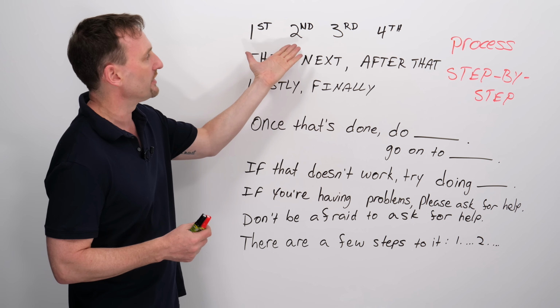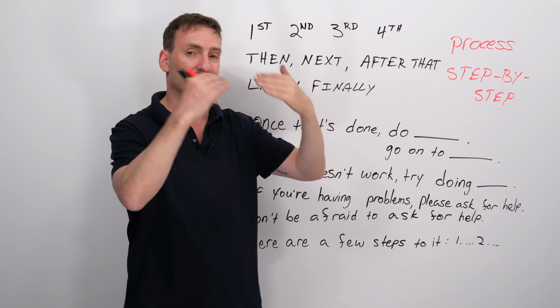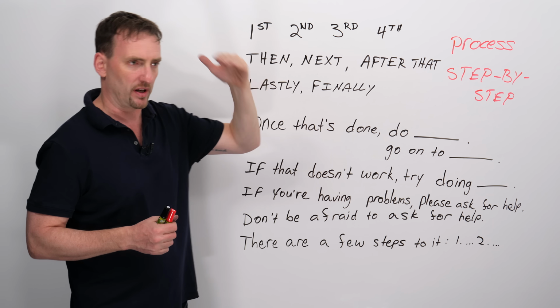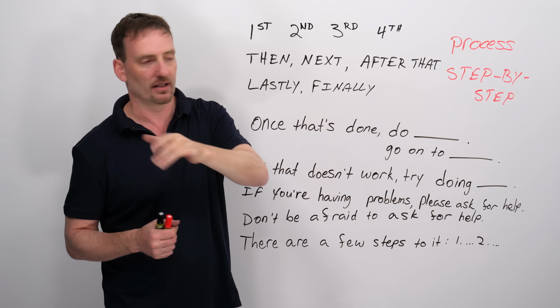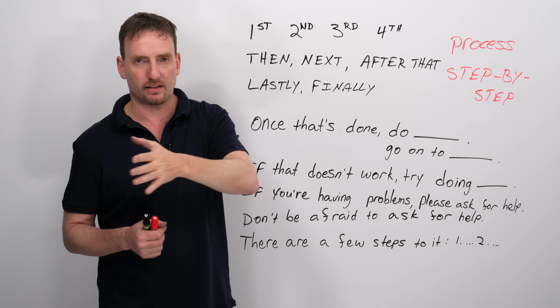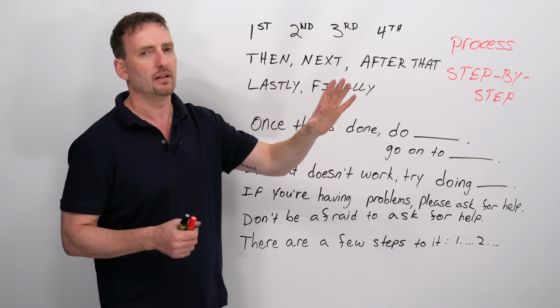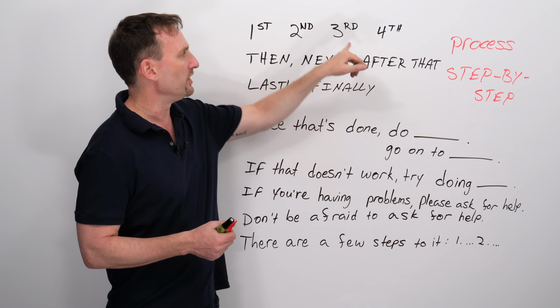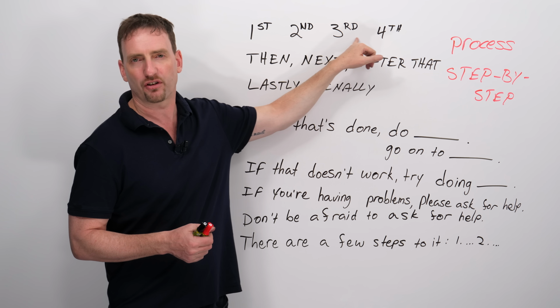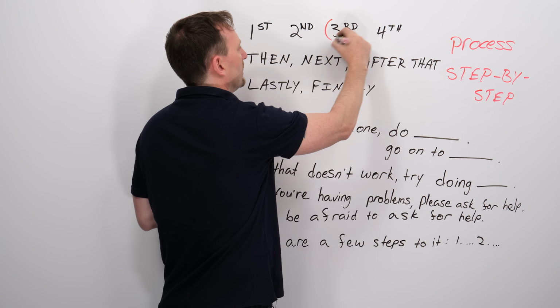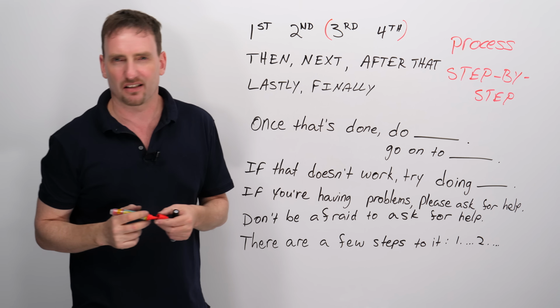So one of the first things you're going to do is you're going to establish an order. The easiest way is just to say, okay, first, do this. Second, do that. Third, fourth, etc. Now, normally, when we give instructions, we don't generally go into third and fourth. We leave these because it just generally gets a little bit boring.